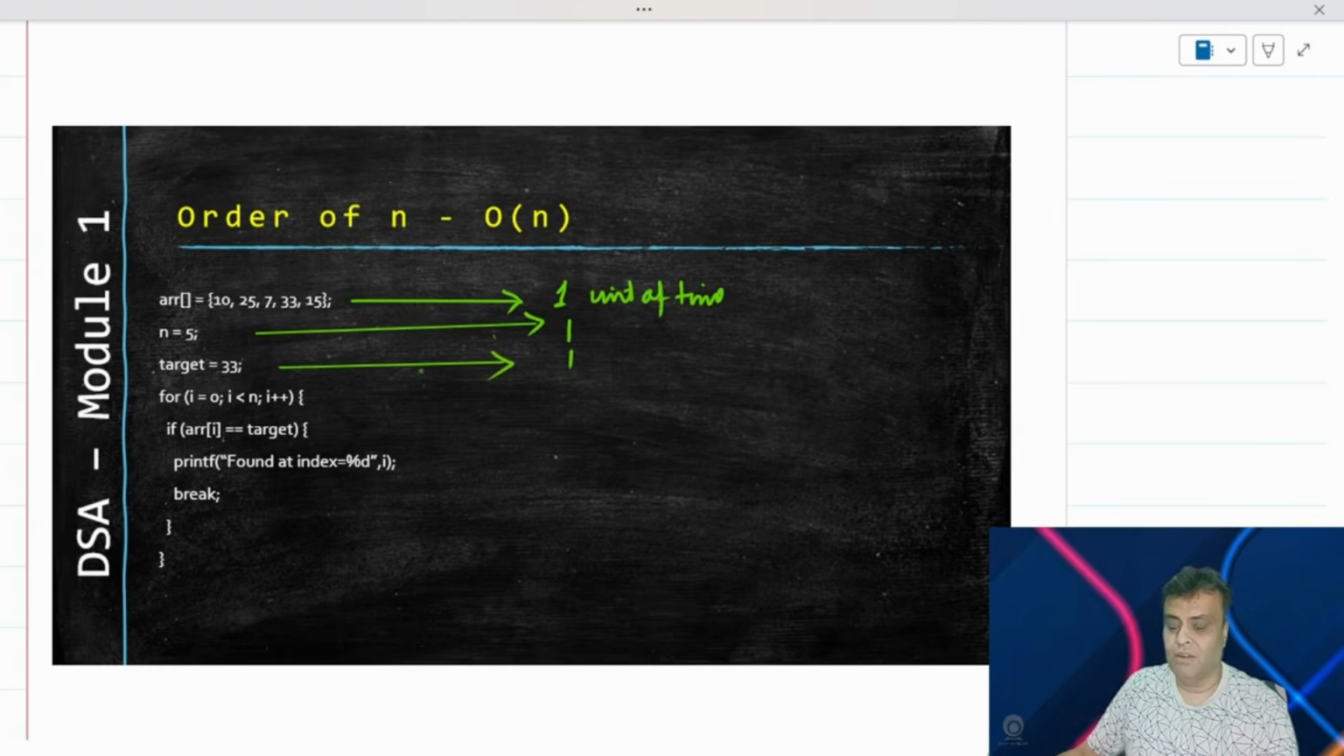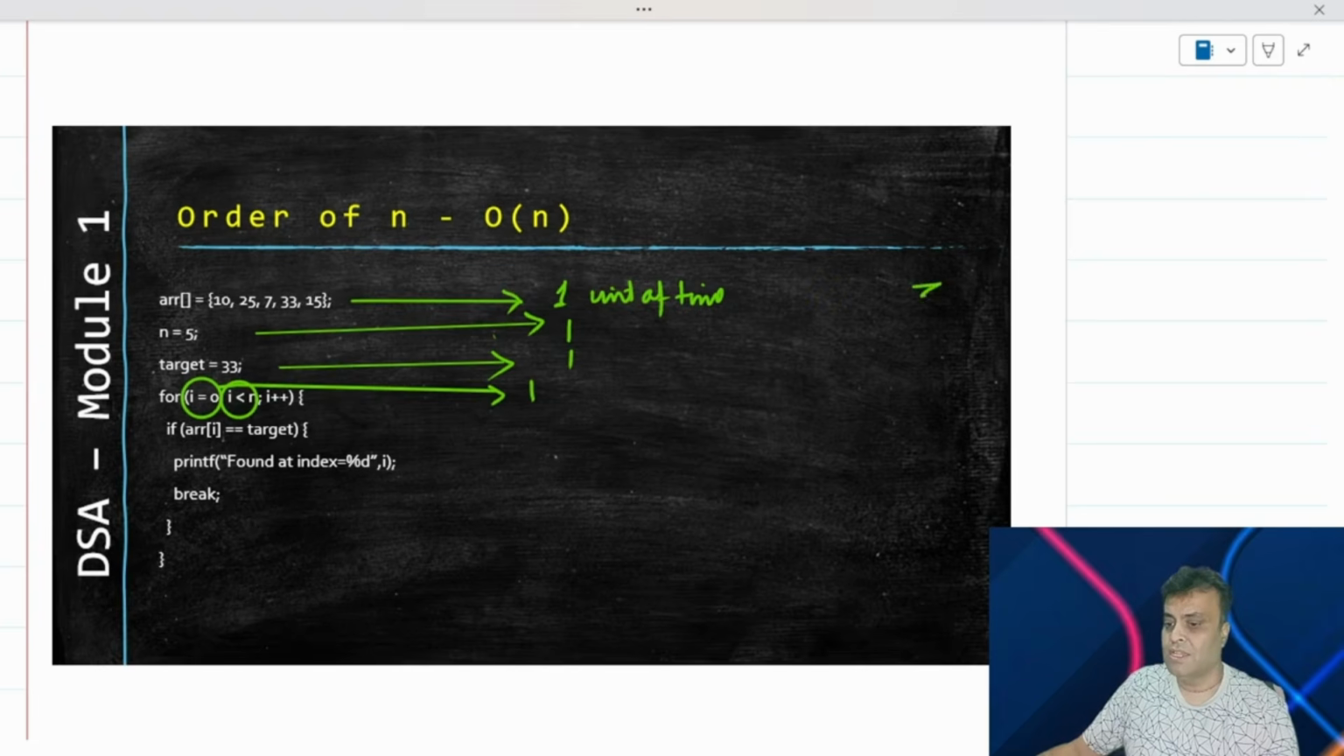Now we are into this for loop. Let's be careful in this for loop. This i equal to 0 actually executes itself 1 time. When the for loop is about to enter, it will do this initialization, and hence this particular line executes with 1 unit of time. i less than n, how many times does this execute?